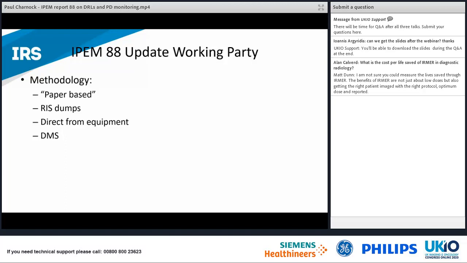As well as the different modalities, there are also newer methodologies that have been implemented over the past few years. The original, what I've called paper-based methodology, although probably using a spreadsheet these days, is still relevant for smaller hospitals, so we still want to include that as a methodology. But we've now got data dumps from radiology information systems. We can get information direct from the equipment, and many trusts are having dose management systems installed. So we want to make sure that the document covers these methodologies and that we have, again, people with experience and expertise to be able to write these sections.